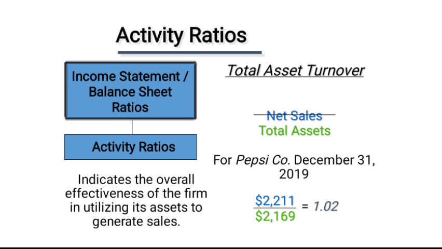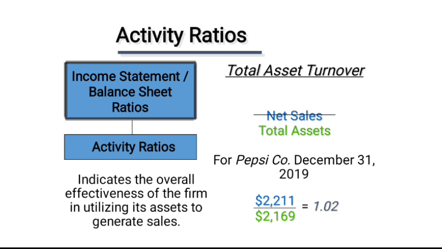Moving ahead with activity ratios, you have to look at the income statement and balance sheet to get the data for total assets turnover: how much assets the company has and how they are operating. This total asset turnover ratio indicates the overall effectiveness of the firm in utilizing assets to generate sales. How effectively and efficiently are the assets of Pepsi being utilized to generate its sales?